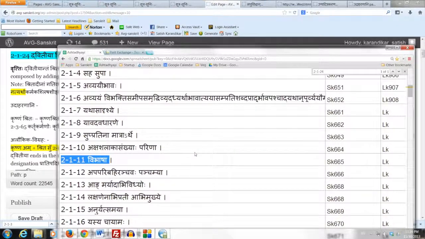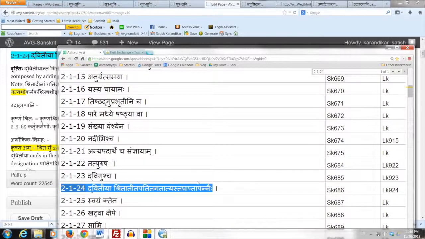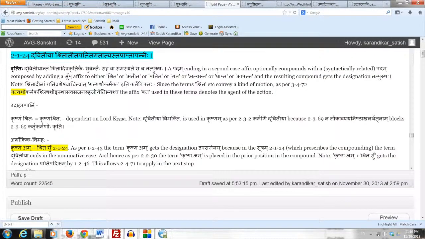So it means that the compound formation is possible, or we could optionally have a sentence, a vakyam, expressing the same meaning using the same terms that are part of the compound. And since this sutram 2.1.24 is in the adhikara of vibhasha, therefore the compounding prescribed by 2.1.24 is optional.